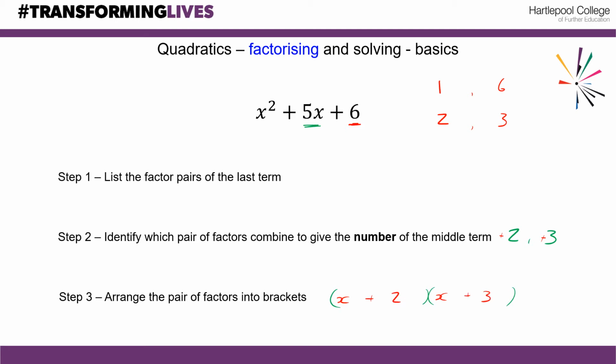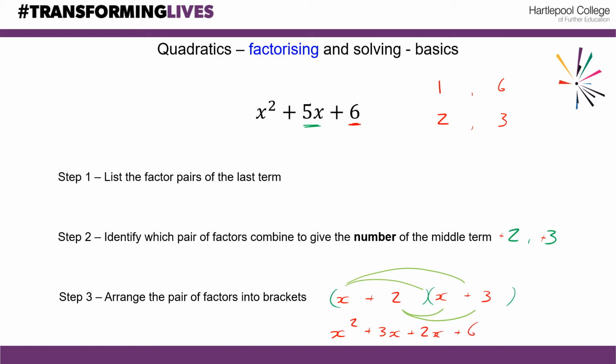Now if we remember from the other week when we were expanding double brackets like this, if we multiply those terms out, so multiply the first two terms together, so that's x times x gets me x squared, and then we'll multiply the outer two terms, so x times +3 gets me 3x, then we'll do the inner two terms, so 2 times x gets me 2x, and then we do the last two terms, so 2 times the 3, and that gets us 6.